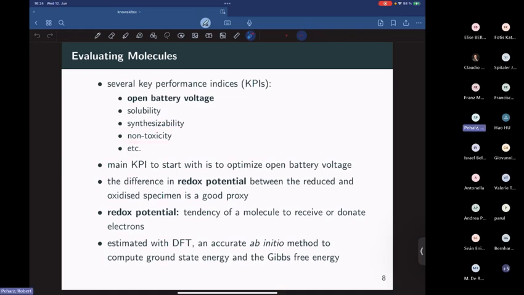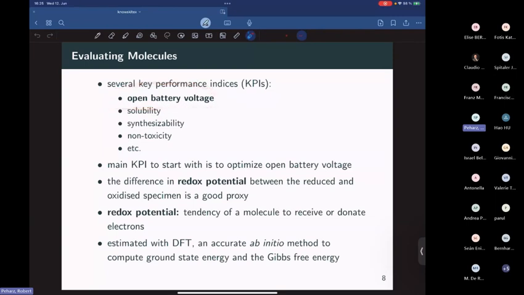Currently, for our molecules, we are using some machine learning models to predict solubility and synthesizability. They work relatively decently. It's a different story to predict toxicity. This is pretty tough to do with machine learning, so it is currently not on the radar. But the most important thing is anyway this open battery voltage, and this can be nicely evaluated using DFT, density functional theory.